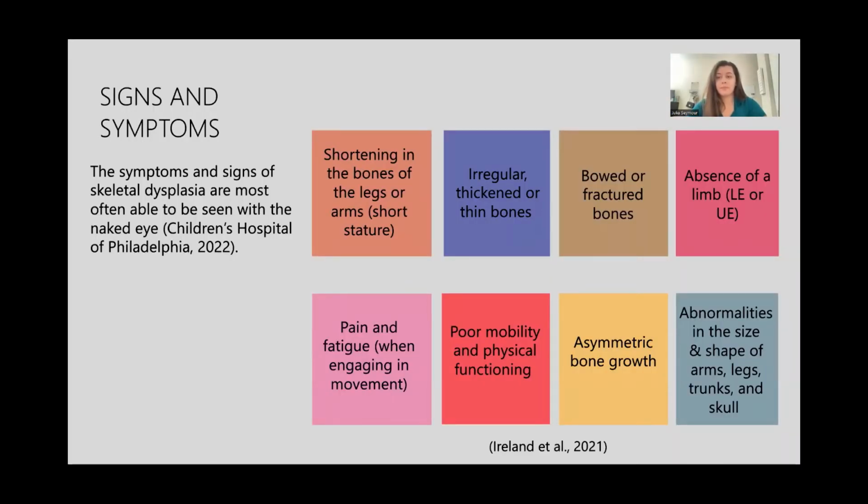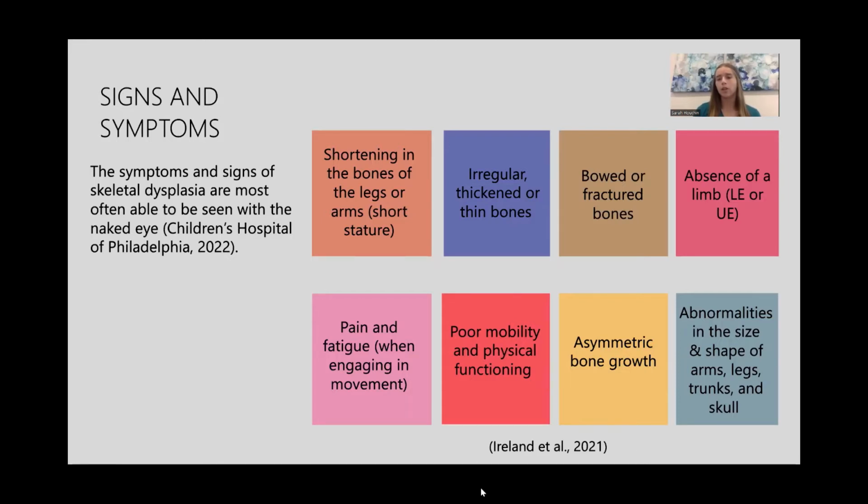All right, so now I'm going to talk a little bit about the signs and symptoms of skeletal dysplasia. Most often, these are able to be seen with the naked eye, so you can see them physically within a child. Some of these symptoms do include shortening in the bones of the legs or arms. This would be characterized by short stature. An individual would look a little bit shorter, or maybe their arms are a little bit shorter, their legs are a little bit shorter. Also characterized by irregular thickening or thinning of bones.